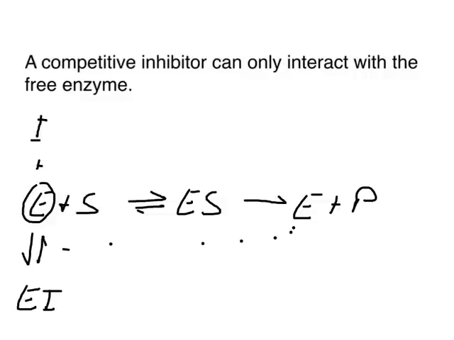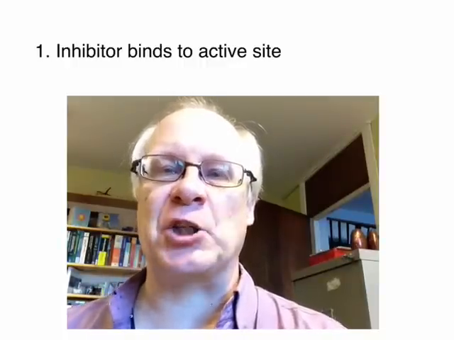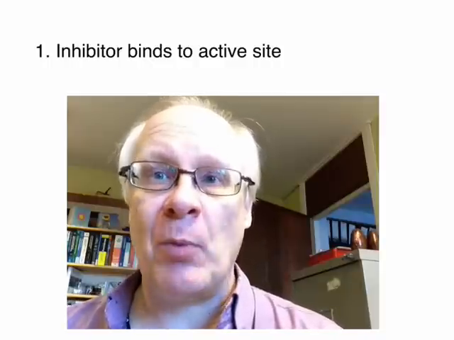So basically the inhibitor takes away free enzyme, and what we see is that either the inhibitor binds to the enzyme or the substrate binds to this enzyme. But they can't bind at the same time. And that is very important to understand the mechanism of such an inhibitor. So how are they going to do that? With competitive inhibitors, we can distinguish two ways of action. Now, the first and the most common one is that the inhibitor binds to the active site.